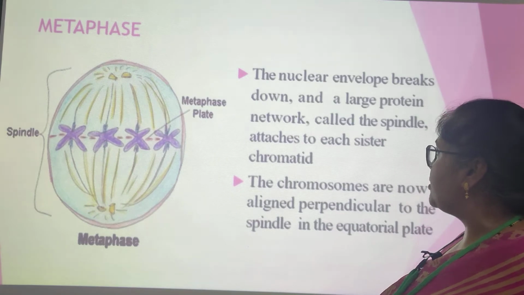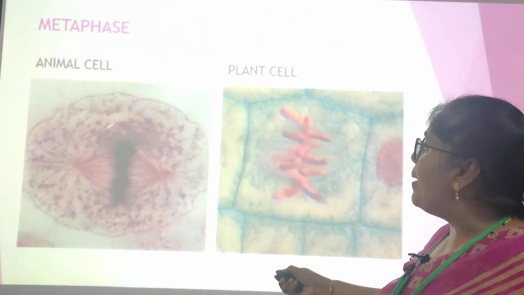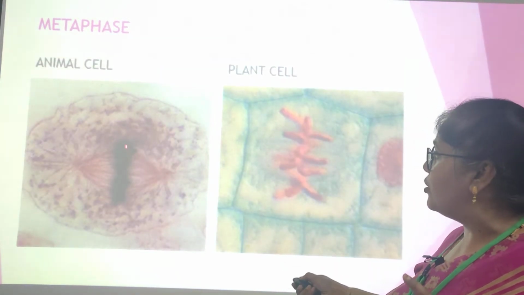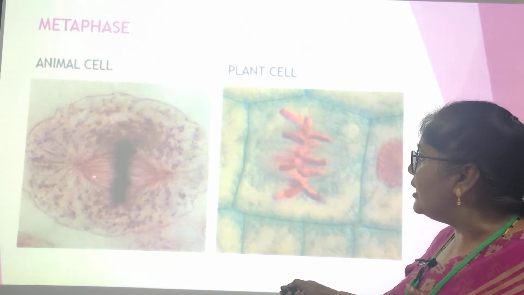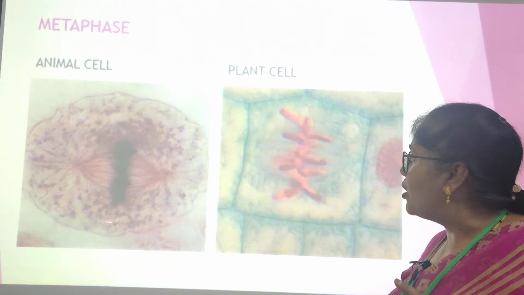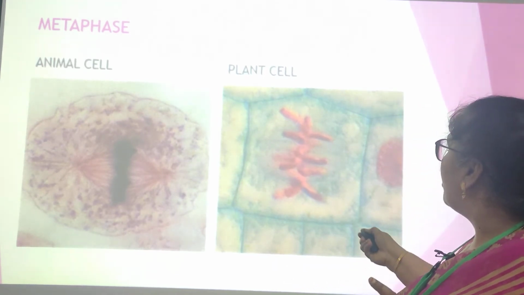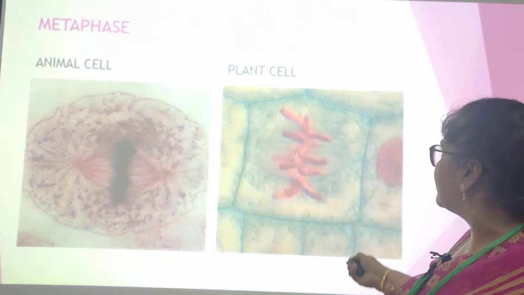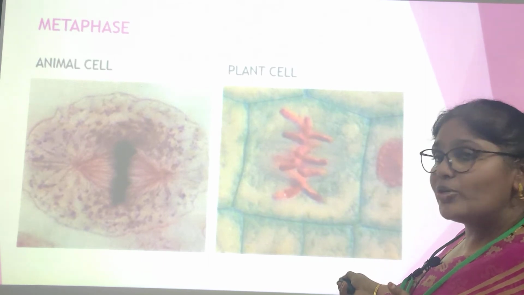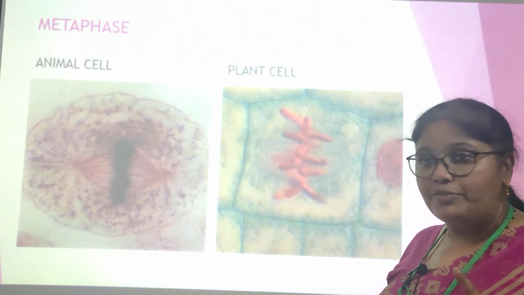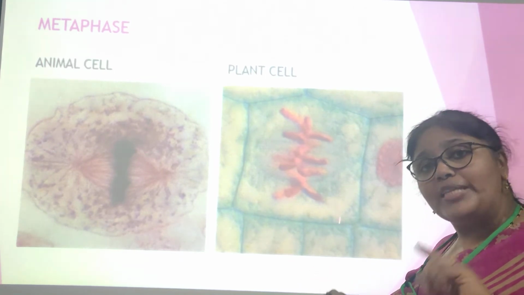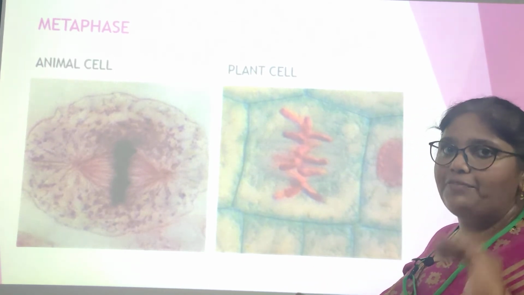Is it clear? Next. This is how a metaphase stage looks in an animal cell. You can see here the thick, darkly stained chromosomes and these are the spindle fibers. This you come across in an animal cell, and this is how the plant cell metaphase stage looks. You can see here this pink color structure with light blue color spindle fibers. This is again the photomicrograph. I am showing you a comparison of both animal cell and plant cell for every stage.